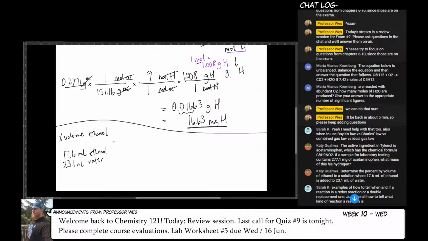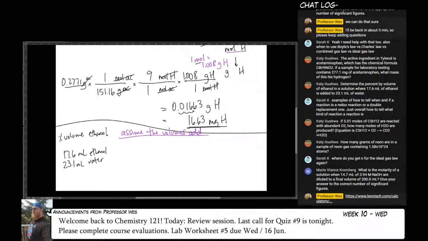So I'm assuming that somewhere in the problem statement it says assume the volumes add. Because if it doesn't say that, then it needs to tell you what the total volume is. And if it doesn't say either of those, then the problem can't be solved. Let me scroll this down real quick here. Let's assume that the volumes add then.